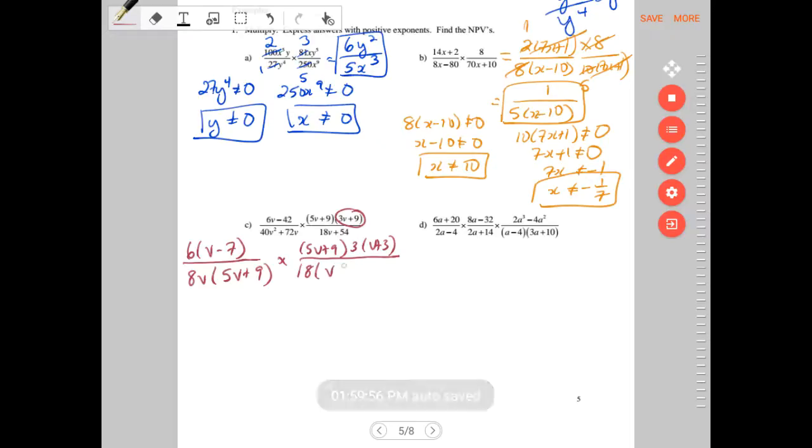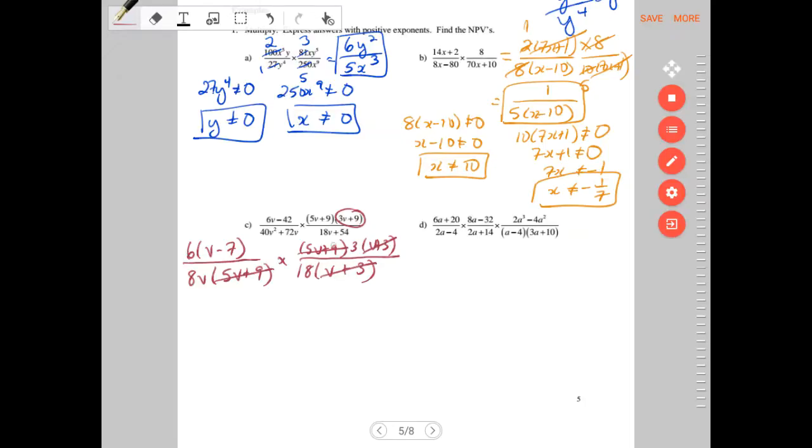And I'm left with v plus 3 on the bottom also. Okay, what's the same on top and bottom? Well, I have a v plus 3 here and a v plus 3 there, so they can cancel. I have a 5v plus 9 and a 5v plus 9, so they can cancel. Remember, you can cancel exact same binomials, okay?